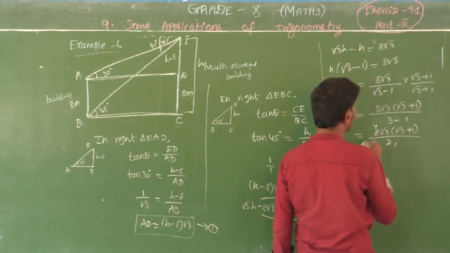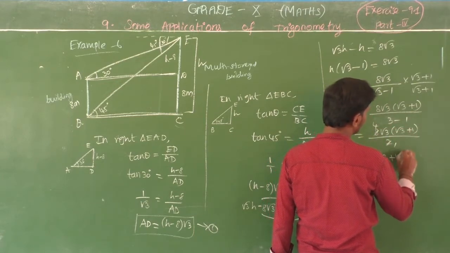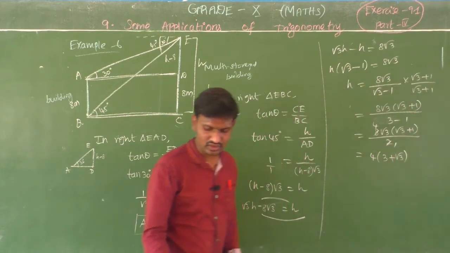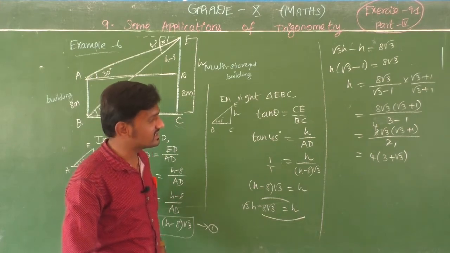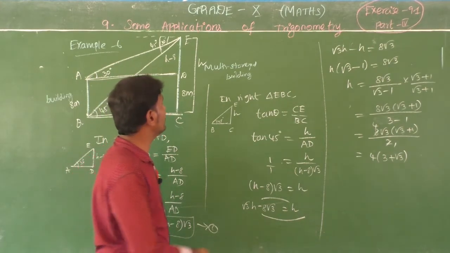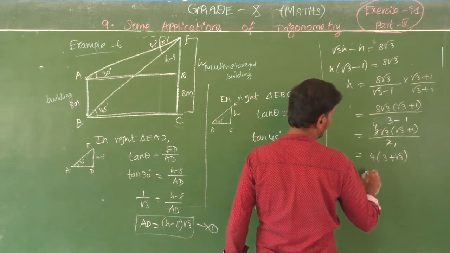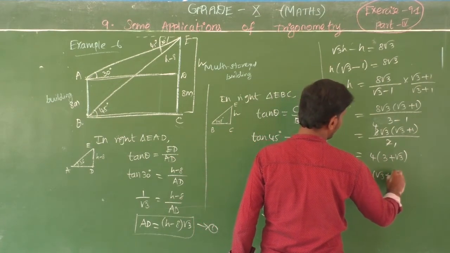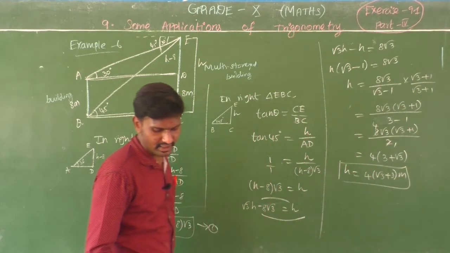So 2 fours are 8, so 4 into root 3 into root 3 is 3, plus root 3. So this is your final answer for the height of the multi-storied building. H equals what? 4 into root 3 plus 3 meters is the height of the multi-storied building.